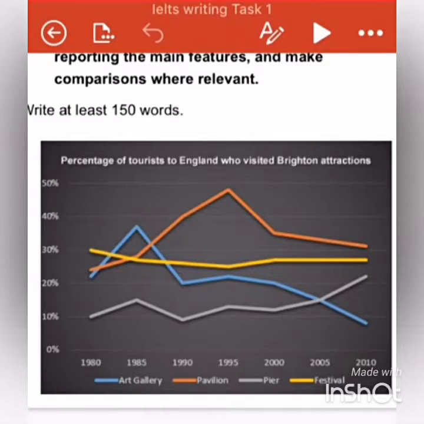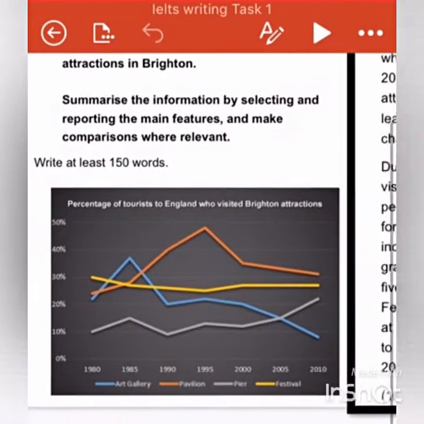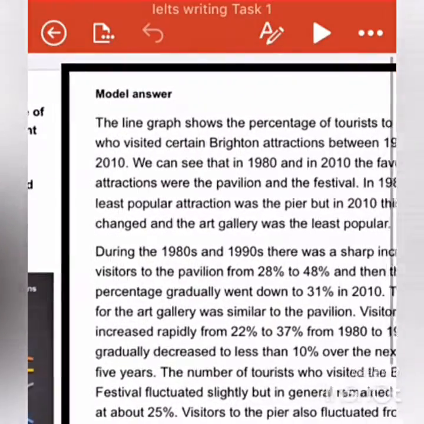So we are to summarize this statement. We are not to write each and every single thing and the changes that happen every year. Otherwise we could even write it in 350 words, but we're not to do that. We summarize, we just gather all the information, try to write it.